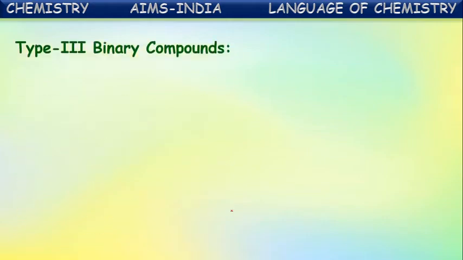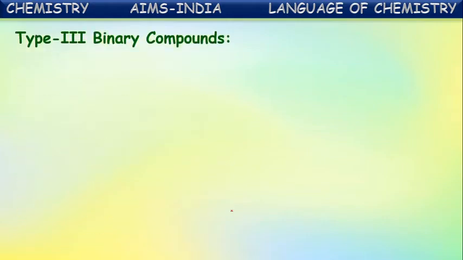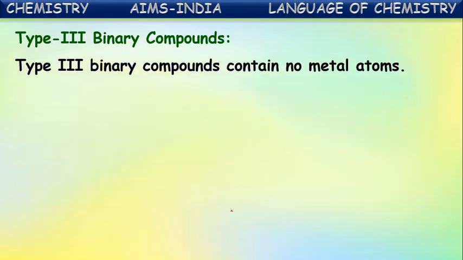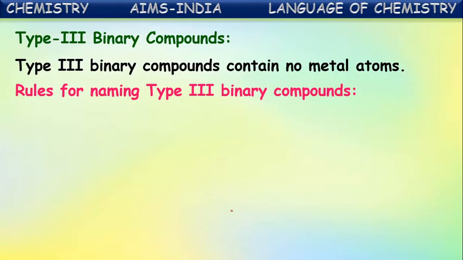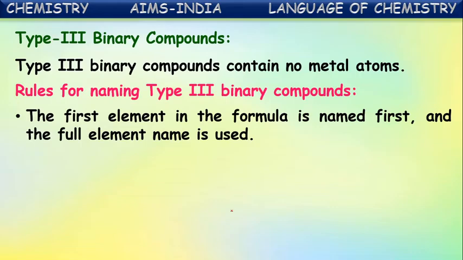Okay, next type 3 binary compounds. What are these type 3 binary compounds? The compounds which contain only non-metallic elements, no metals. So type 3 binary compounds contain no metal atoms, only non-metals will be there. Let us see the rules in naming these type 3 binary compounds. First, the first element in the formula is named first. Both are non-metals, but whichever non-metal comes first, its name is written first. And the full element name is used.